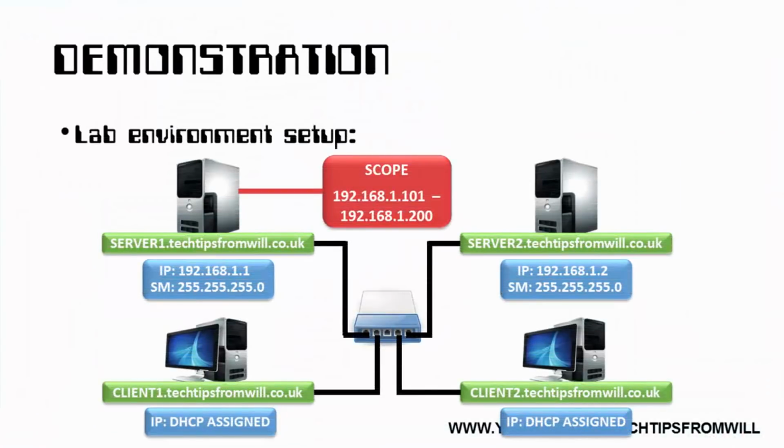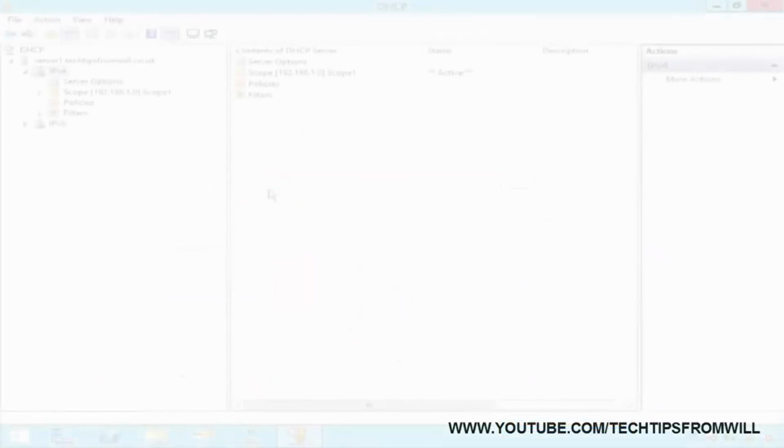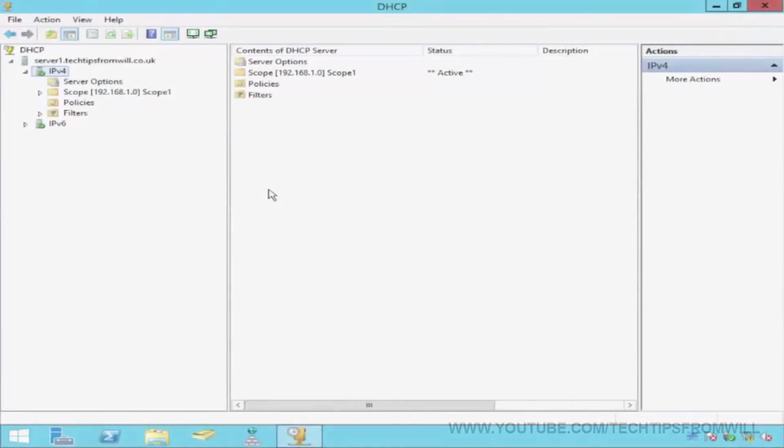Now that we have our scope on server 1, the next step is to create the failover relationship between server 1 and server 2. When the failover relationship is established, I will add the scope I just created to the failover relationship in order to replicate it to both partners. So I will now change back to my server 1 computer to demonstrate how to create the failover relationship.